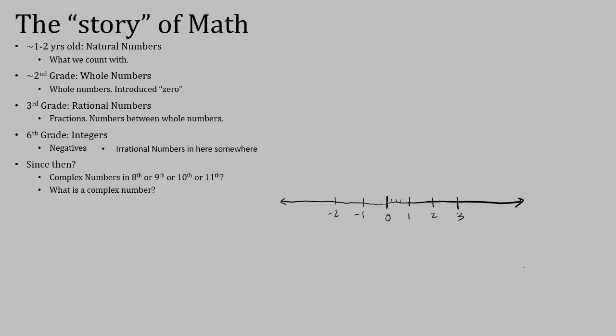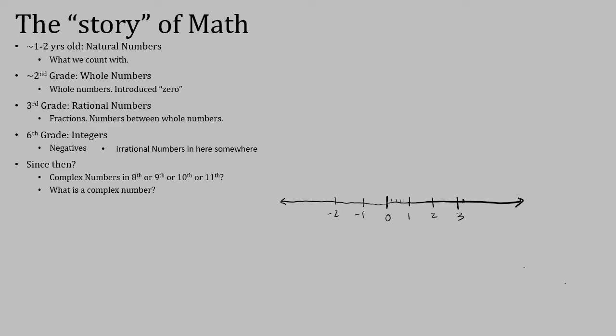And then somewhere in there we have irrational numbers. So we talk about numbers like pi. So pi's over here, right? 3.14. It has a definite place on the number line, but cannot be expressed as a ratio of two integers. And since then we learn about complex numbers.